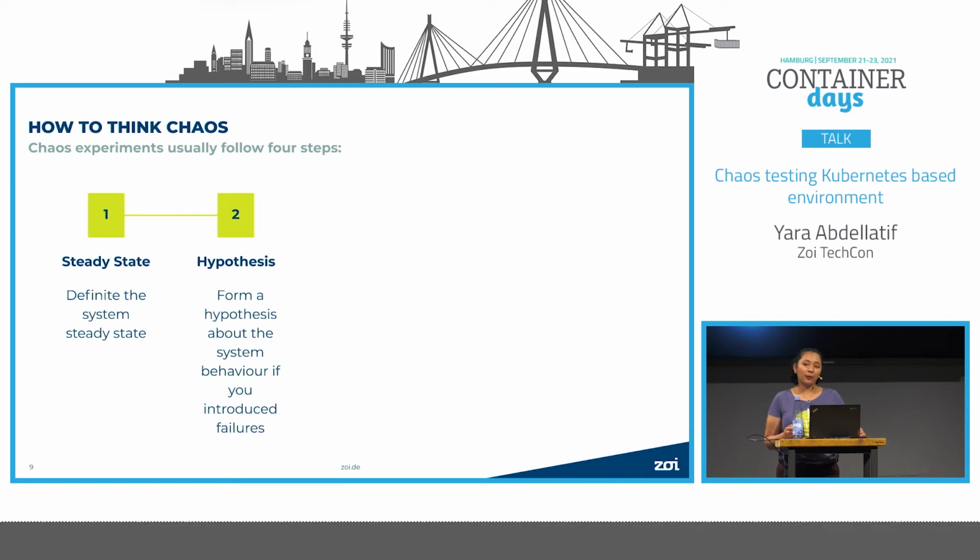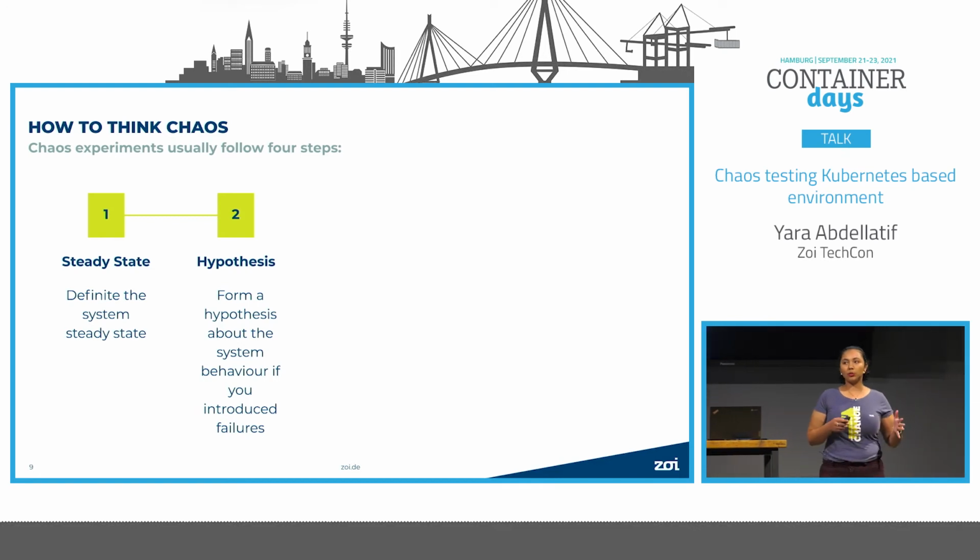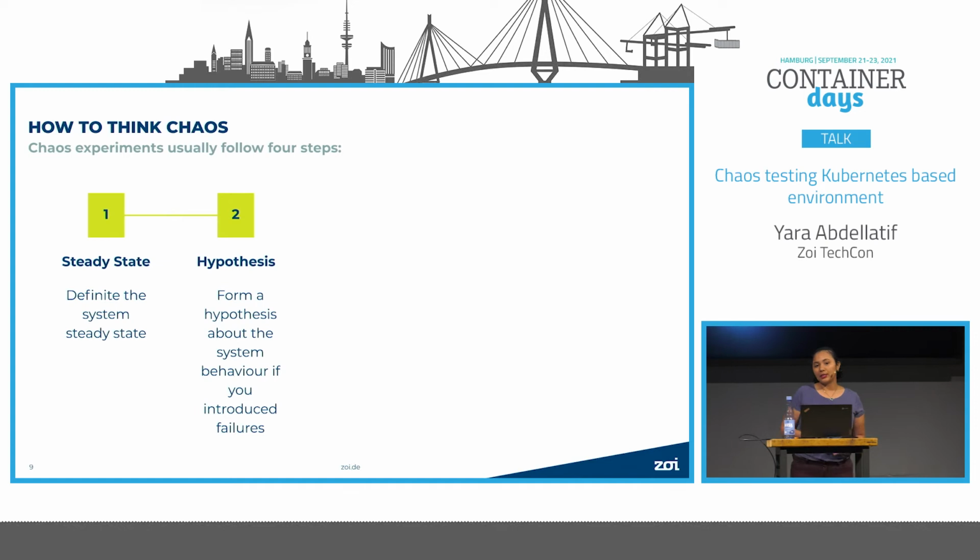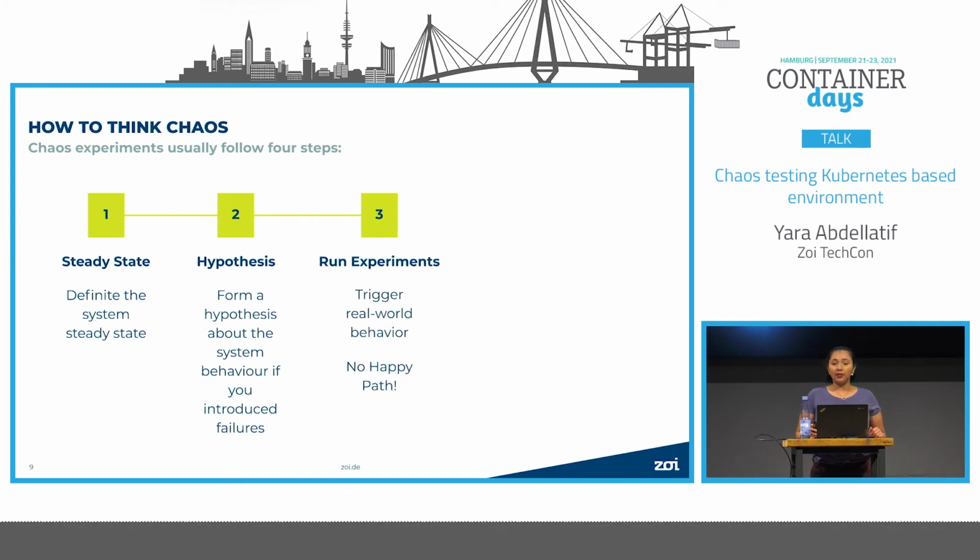Then you want to form a hypothesis or a theory. Okay, now I know the steady state of my system, but what if I introduce this and that failure? How should my system behave? I would assume, for example, my system will still maintain its steady state. Then you can start running your experiment.